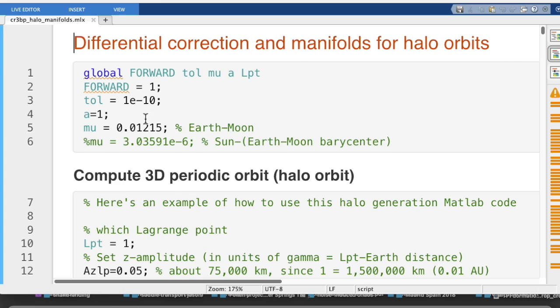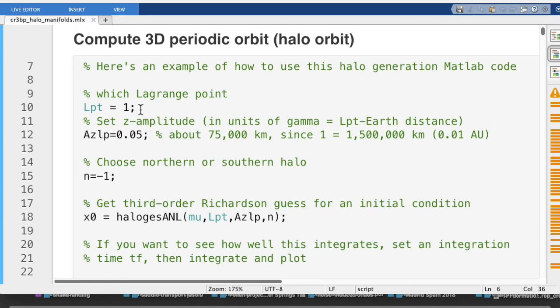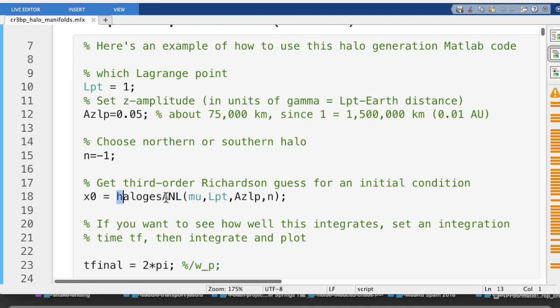All of this, you probably don't want to change. This mu, you could change if you want. I have it set for the Earth-Moon. If you wanted to get kind of wild, you could try the Sun-Earth-Moon. It's like 10 to the negative 6, ridiculously small. Here you can set which Lagrange point you want. This is a non-dimensional z amplitude. For halo orbits, it's just given by their z amplitude. And then, are we choosing a northern or a southern halo? It all goes into this third order guess. So we're getting an initial condition that comes from an analytical approximation that's third order correct.